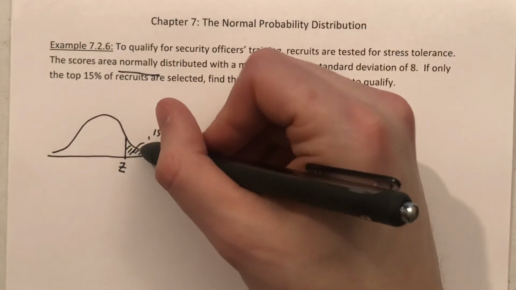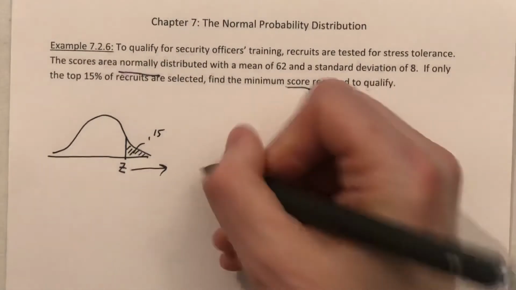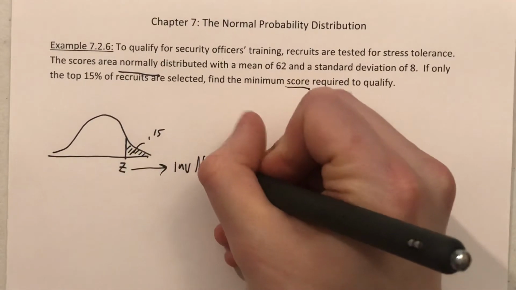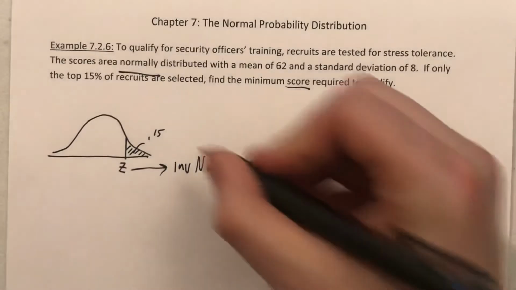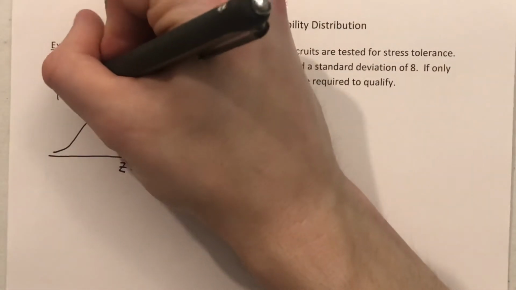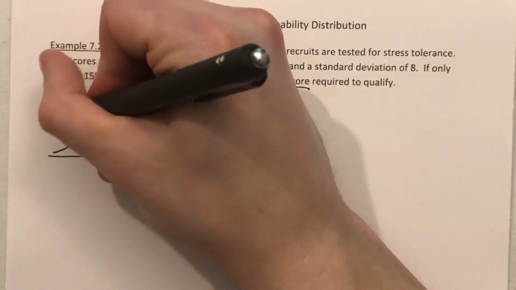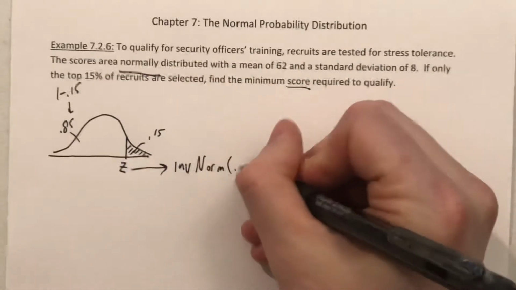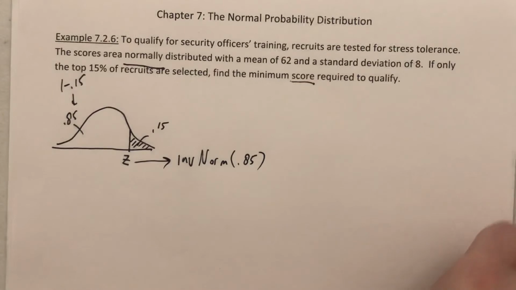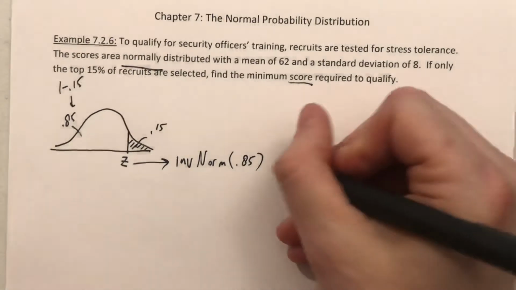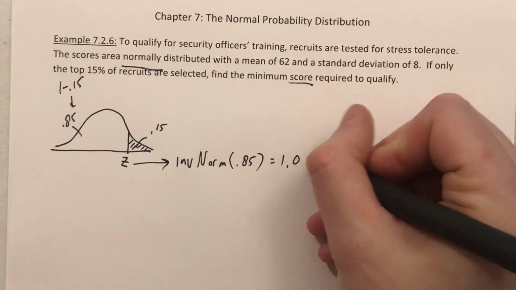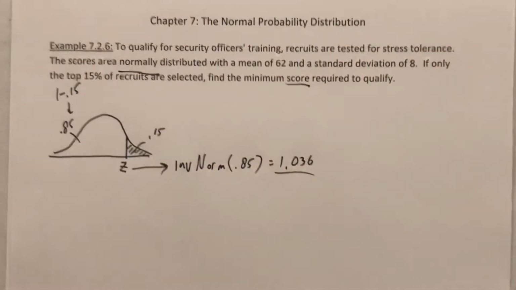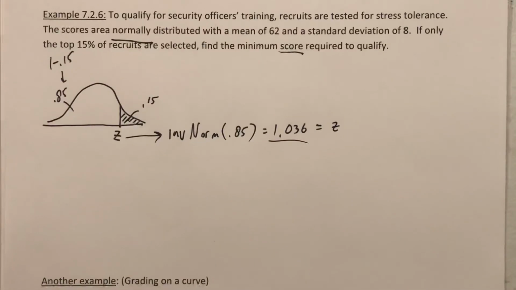So if that's 0.15 and we're looking to find the z-score, we're going to need inverse norm, but we're going to need area to the left. So if that's 0.15, 1 minus 0.15 gives me 0.85 as the area to its left. And that will be the number we throw into inverse norm, giving me 1.036. Again, that represents a z-score, which is why it's a number bigger than 1 here.